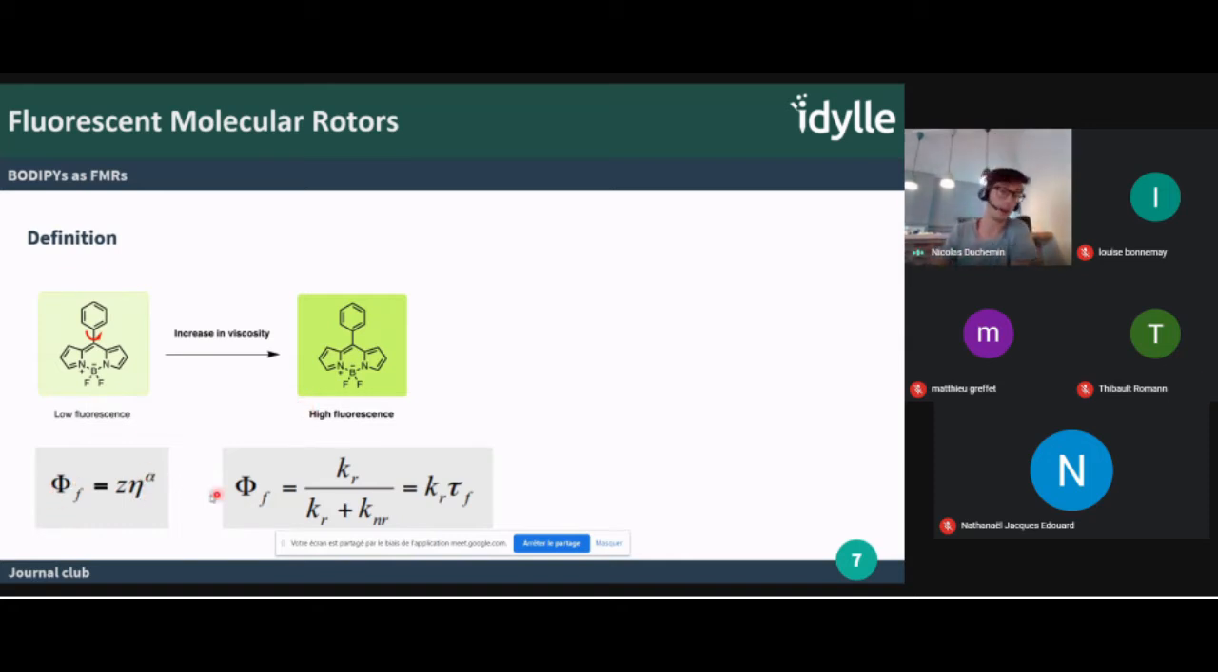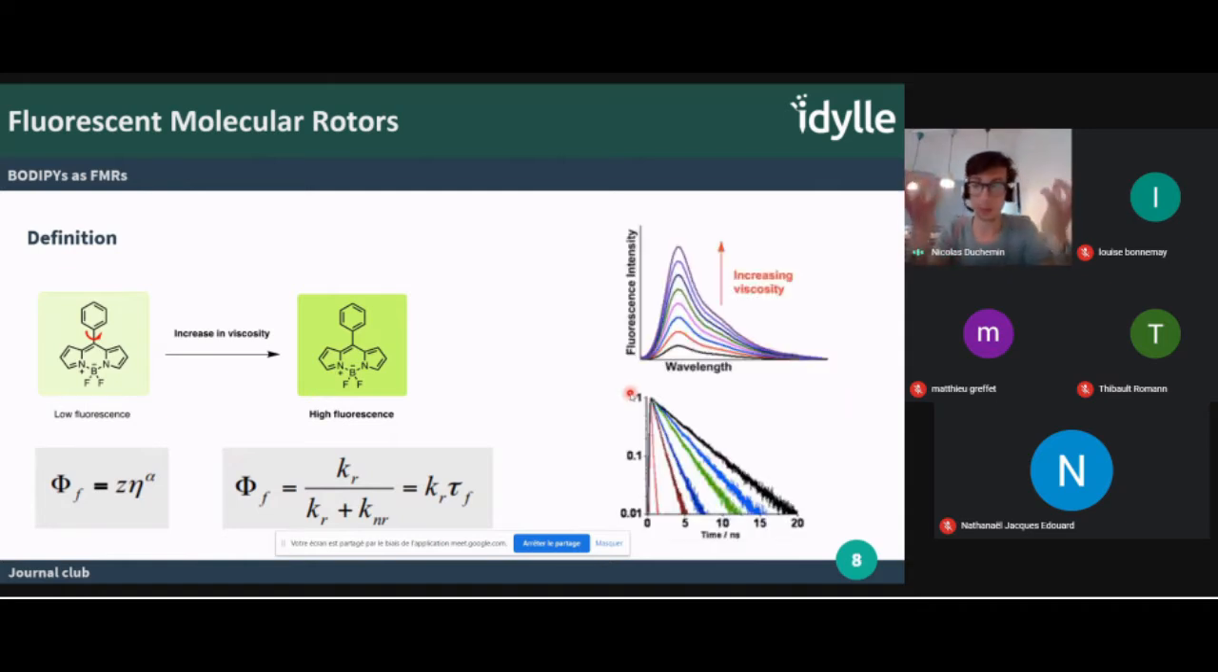So if you take the log of this equation, decimal log, you see that the decimal log of the fluorescent quantum yield is directly proportional to the decimal log of the viscosity. If you go a little bit further, you know that quantum yield is actually the fraction of the rate of radiative decay over the rate of all types of decays, and is also equal to the product between the rate of radiative decays and the lifetime of fluorescence. Therefore, if you inject this equation into this one, you will see that the lifetime of fluorescence is directly proportional to the viscosity.